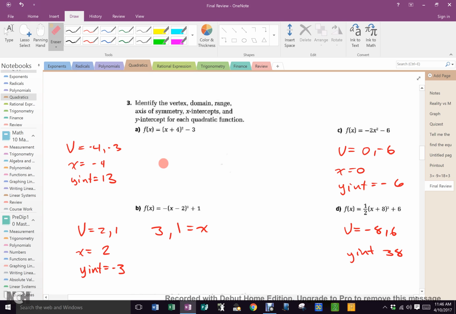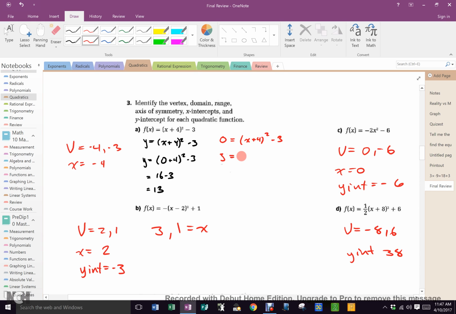So let's do that. The y-intercept, this is y equals (x plus 4) squared minus 3. The y-intercept occurs where x is 0. So y equals (0 plus 4) squared minus 3, which is 16 minus 3, which is 13. There's the y-intercept. The roots occur where y is 0. 0 equals (x plus 4) squared minus 3. 3 equals (x plus 4) squared, square root both sides, plus or minus root 3 equals x plus 4. So negative 4 plus or minus root 3 equals x.